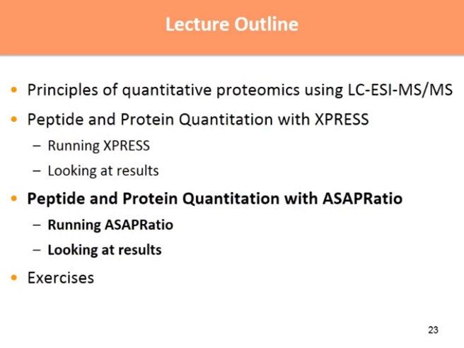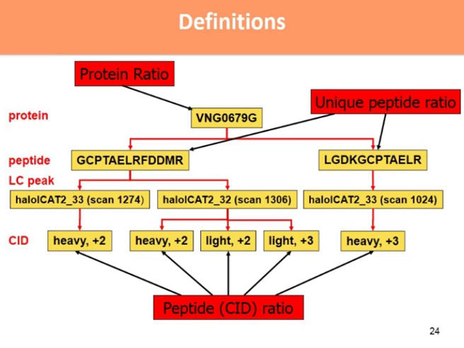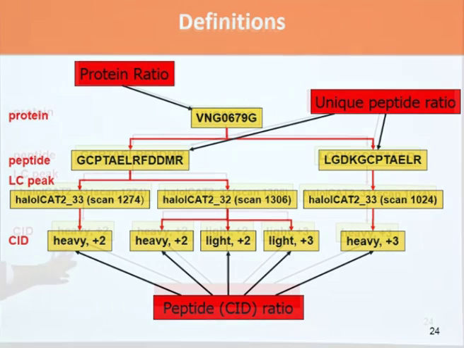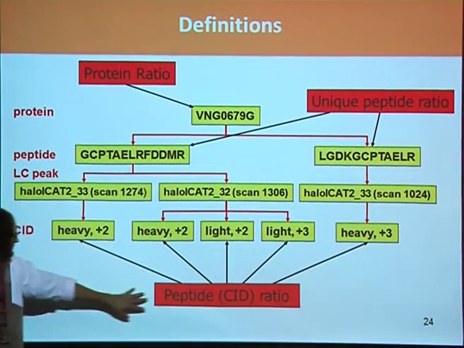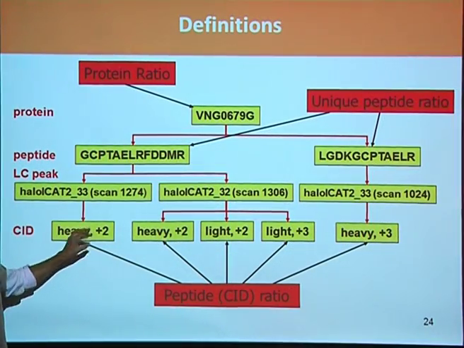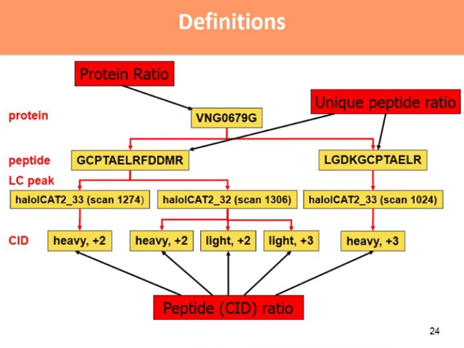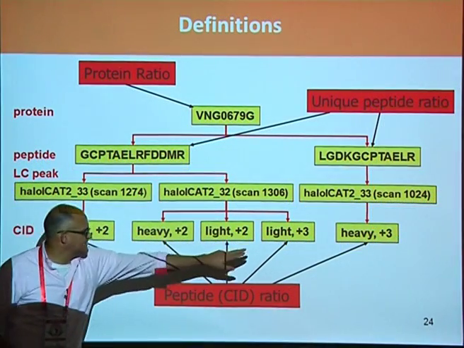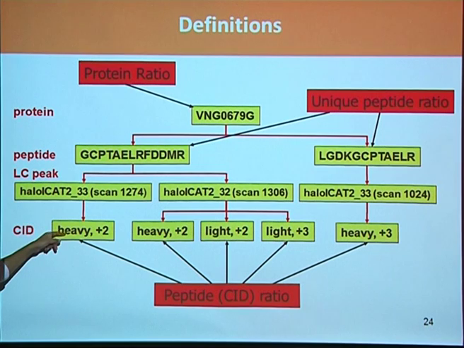ASAPRatio is somewhat similar, but it actually goes a lot further. It tries to do a lot more. Again, this is our hierarchy that I showed you a little while ago, where at the bottom we have a ratio at the CID level. So if we identify a peptide, we go back and reconstruct the chromatogram for that ID. We go back to the MS1, and we get a CID ratio.